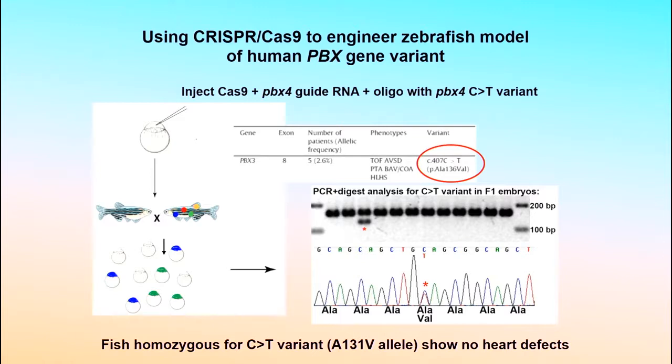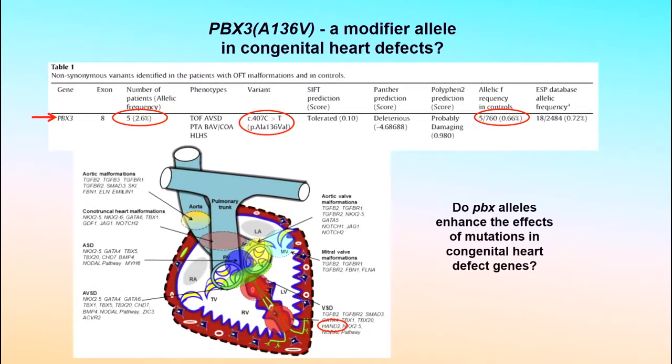And so we then wanted to ask whether this Pbx3 allele could function as a modifier. I told you that in the paper that identified this variant, they did see the presence of this variant in controls. That indicates that on its own, this variant is probably not causative of heart defects, but it could enhance the effects of other mutations that these patients could be carrying. And so in zebrafish, we decided to test whether this variant enhanced the effects of a mutation in HAN2.